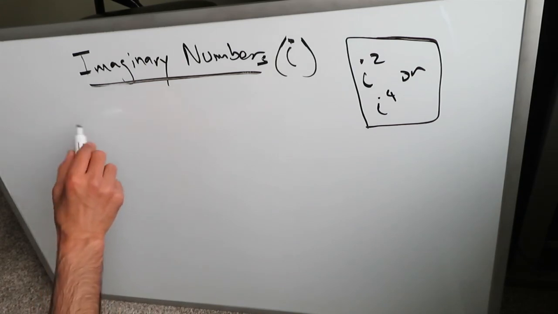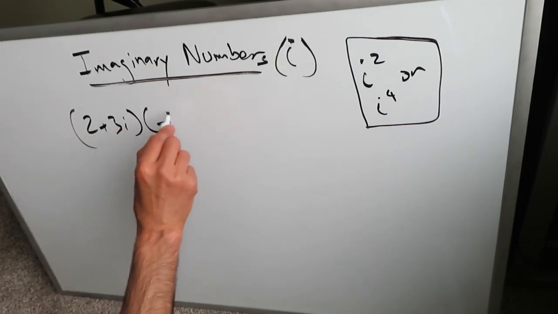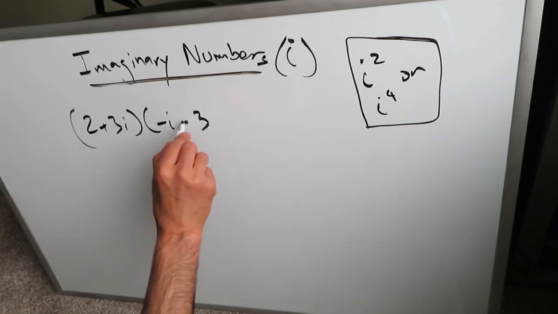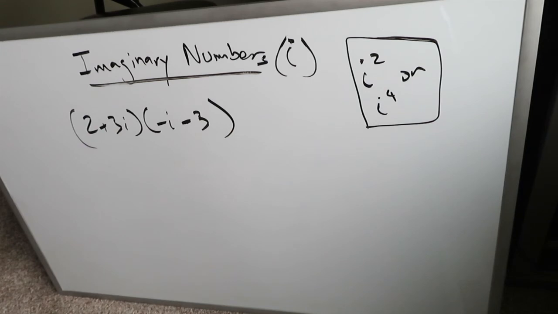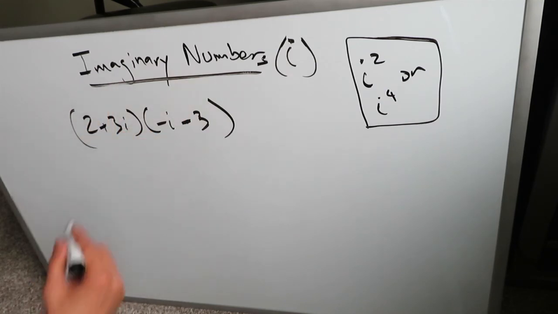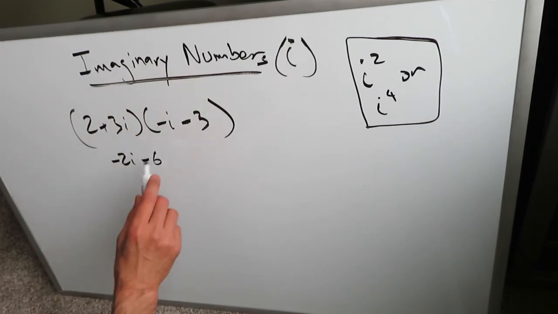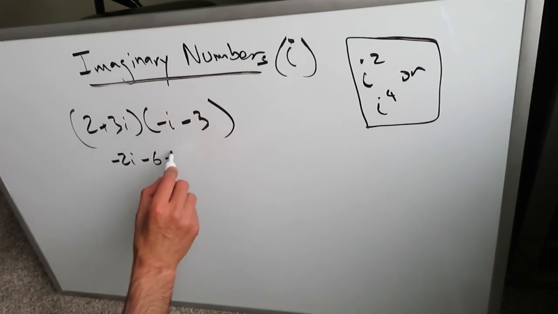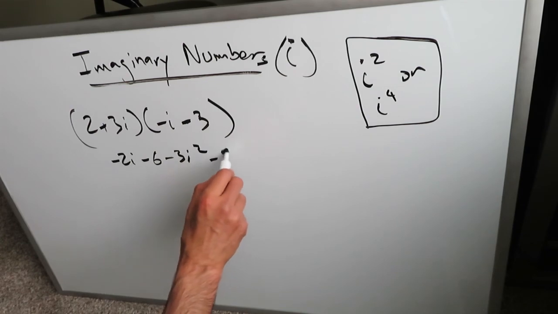Focus over here on this question. 2 plus 3i multiplied by minus i minus 3. This is just going to be opening it up using FOIL. You're going to multiply this and that, and then the inner items. What's 2 times minus i? You have a minus 2i. What's 2 times minus 3? It's a minus 6. What's 3i times minus i? It's a minus 3i square. What's 3i times minus 3? It's a minus 9i.